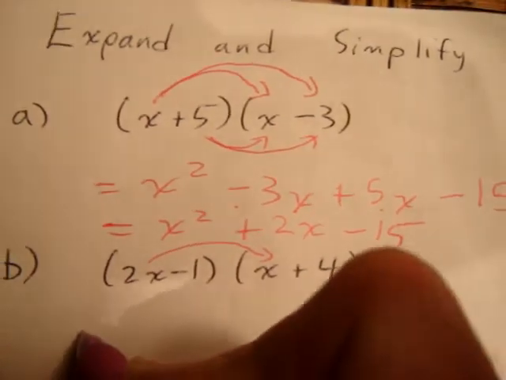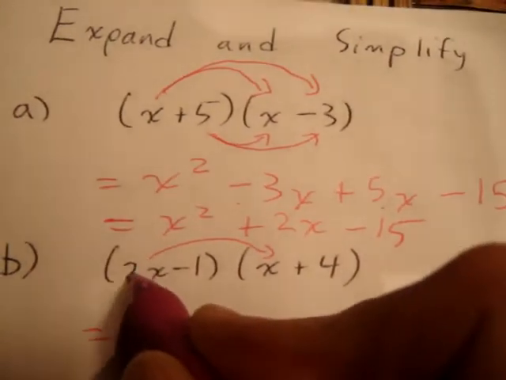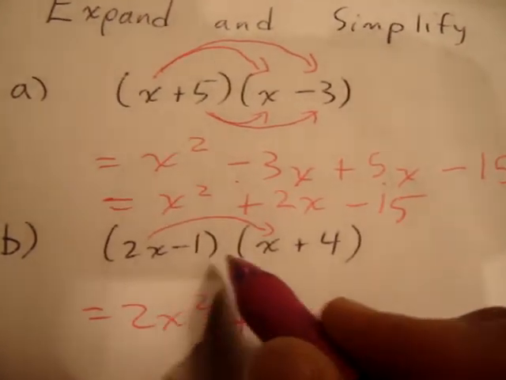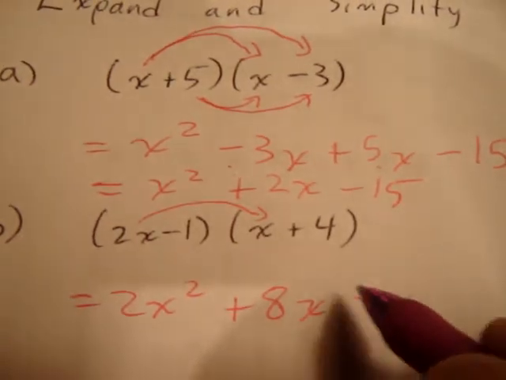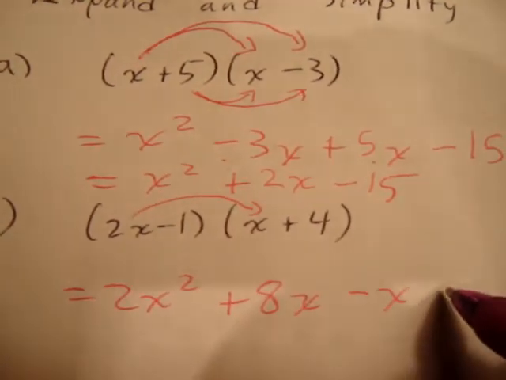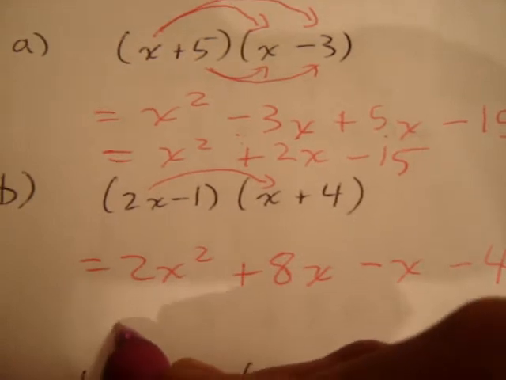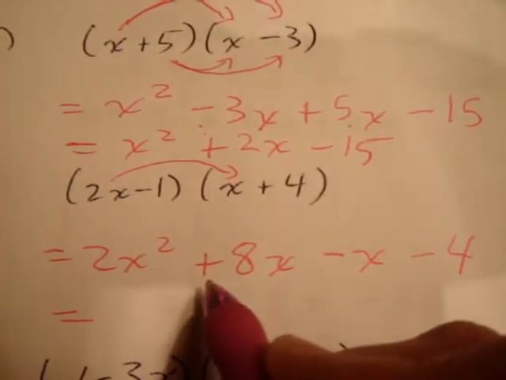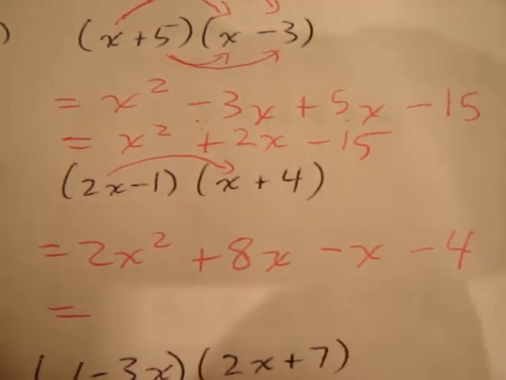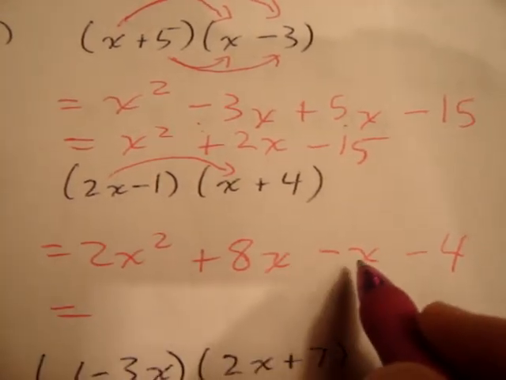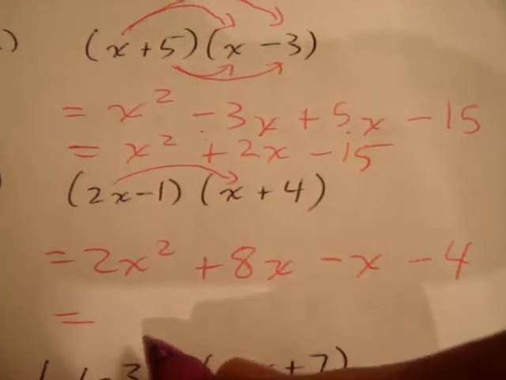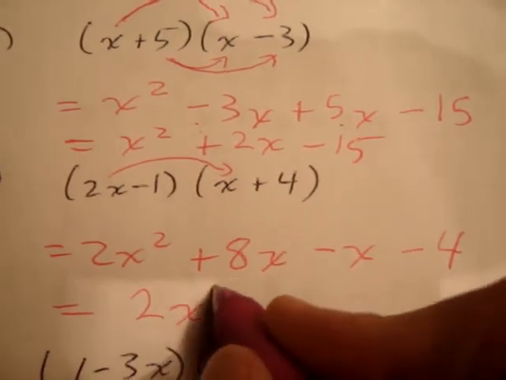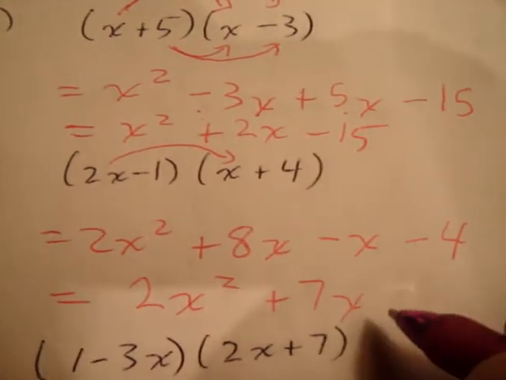2x times x is 2x squared. Positive 2x times positive 4 is plus 8x. Minus 1 times x, minus x. Minus 1 times positive 4, minus 4. We collect like terms. In this case, the two like terms are in the middle again. Adding 8x and subtracting 1x leads us to altogether adding 7x. So we have 2x squared plus 7x minus 4.